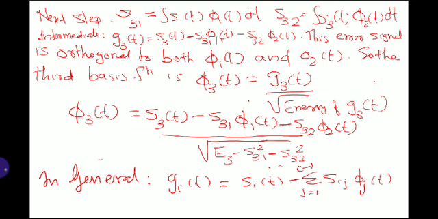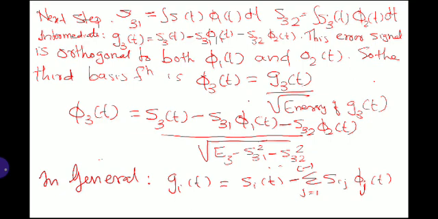So phi3 of t is equal to G3 of t by root of energy of G3 of t. So we get phi3 of t equal to S3 of t minus S31 into phi1 of t minus S32 into phi2 of t, by root of energy of G3 of t. We have already derived before that the energy of the error is the energy of the signal minus the sum of coefficients squared. So E3 minus S31 square minus S32 square.